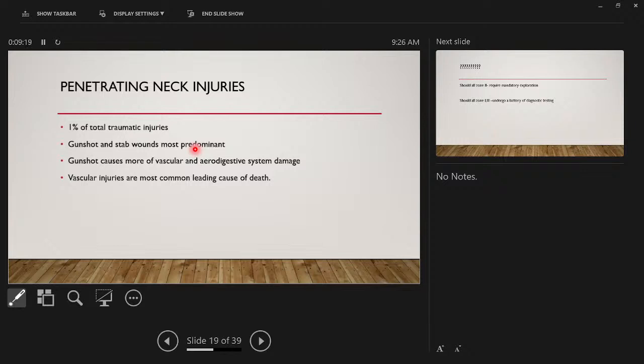Now, penetrating neck injuries are mostly 1% of the total traumatic injuries. Most commonly, gunshot injuries and stab wounds are the more predominant. The gunshot injuries cause more vascular injuries than aerodigestive injuries. Vascular injuries are the leading cause of death in penetrating neck injury.